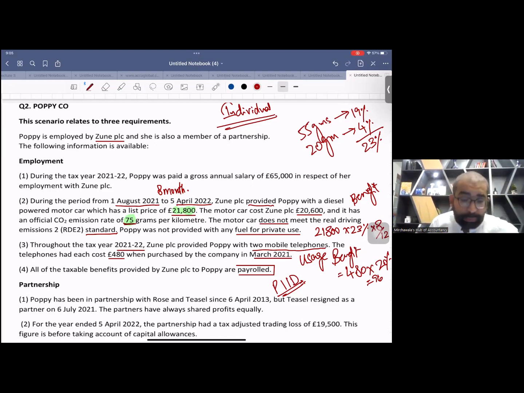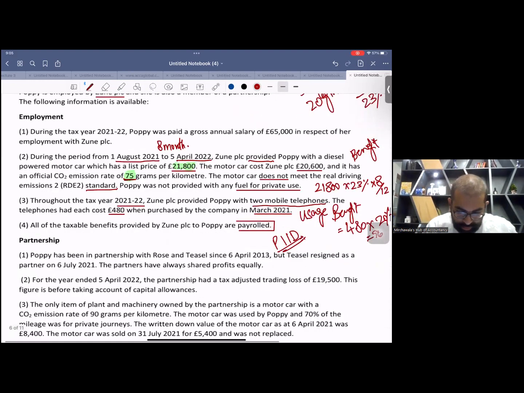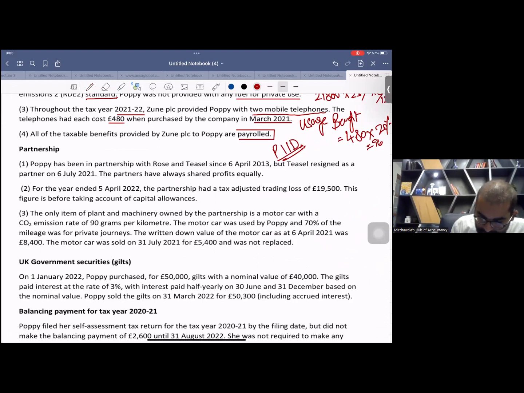Now, the next thing is partnership. You have the option to waste a lot of time on partnership, or if you are a smart player, you can just do it in 2, 3, 4 minutes. Okay, look here. Let me first make a little sketch. This is your accounting period for partnership from 6th April 21 to 5th April 22. There is a change in the partnership agreement on 6th of July 21. So 3 months here, 9 months here.